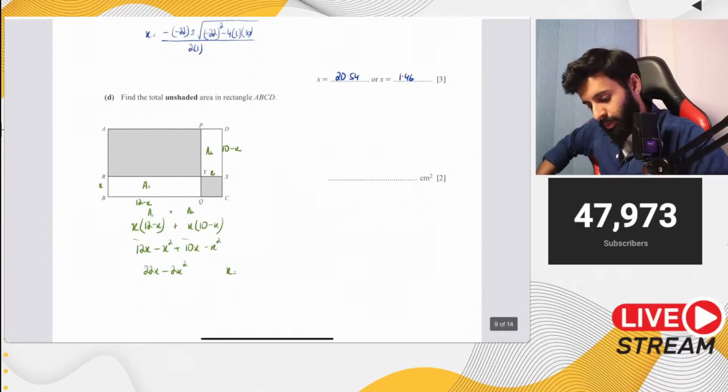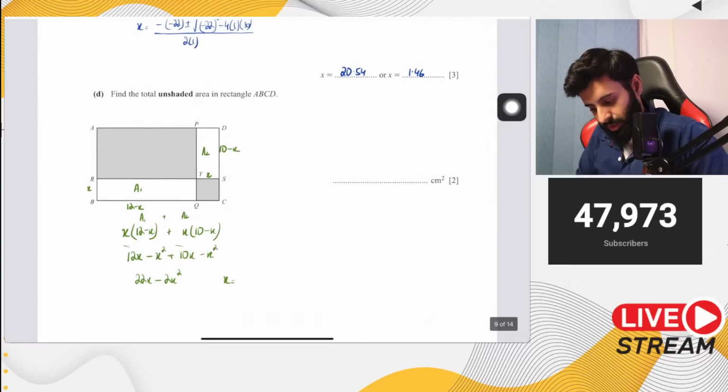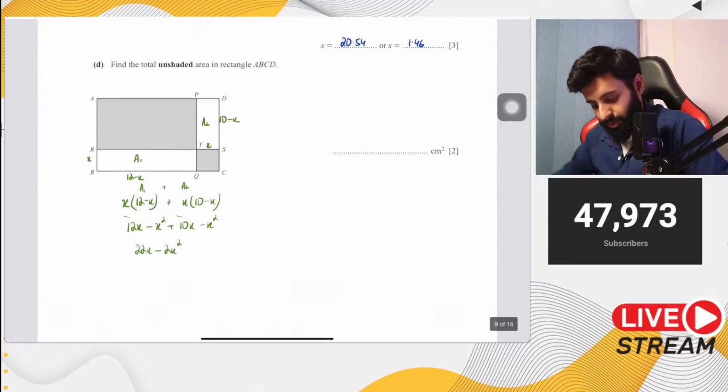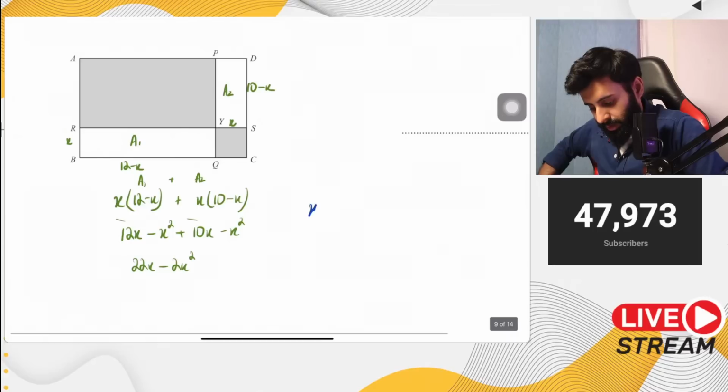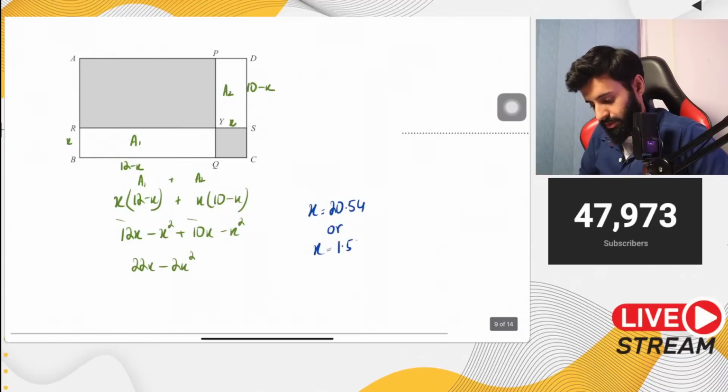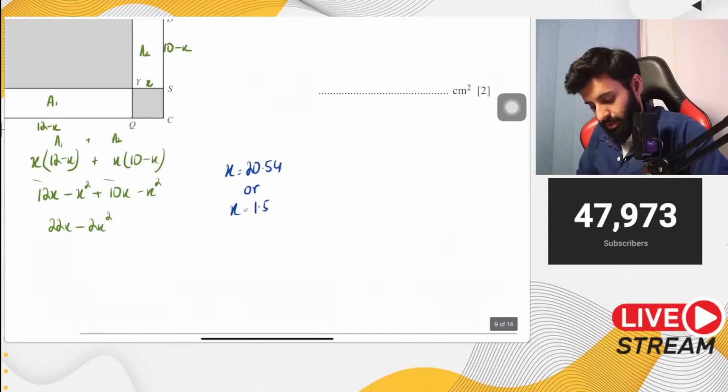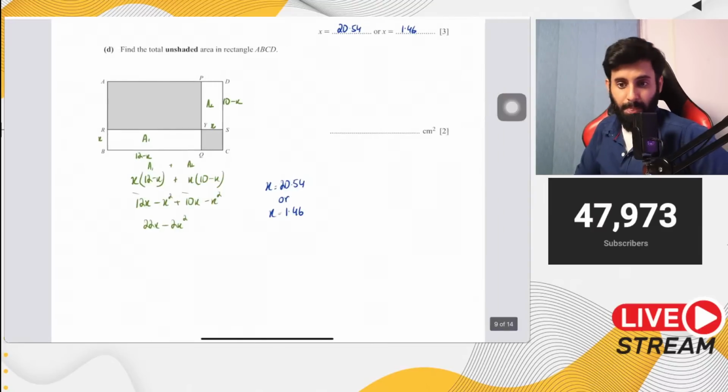Achha, by the way, what value of x is suitable over here? Considering that we have two values of x, 20.54 and 1.46, what value of x are we going to go with? Are we going to go with 20.54 or are we going to go with x equals to 1.56? 1.46 actually. Question for you guys.